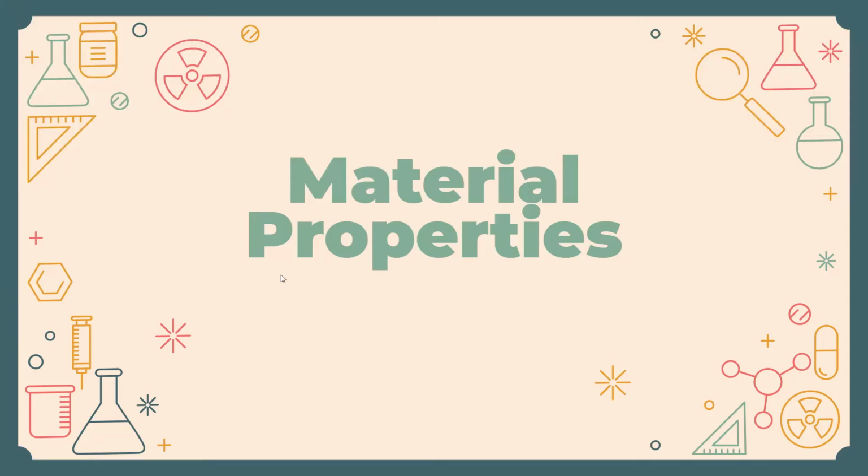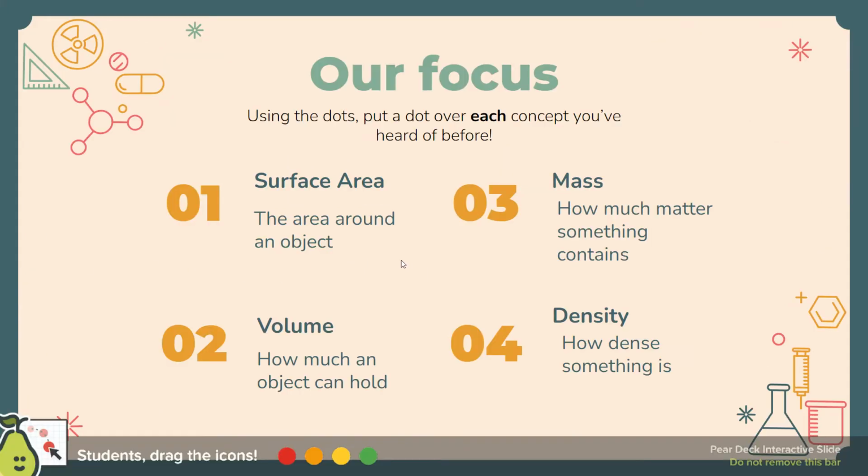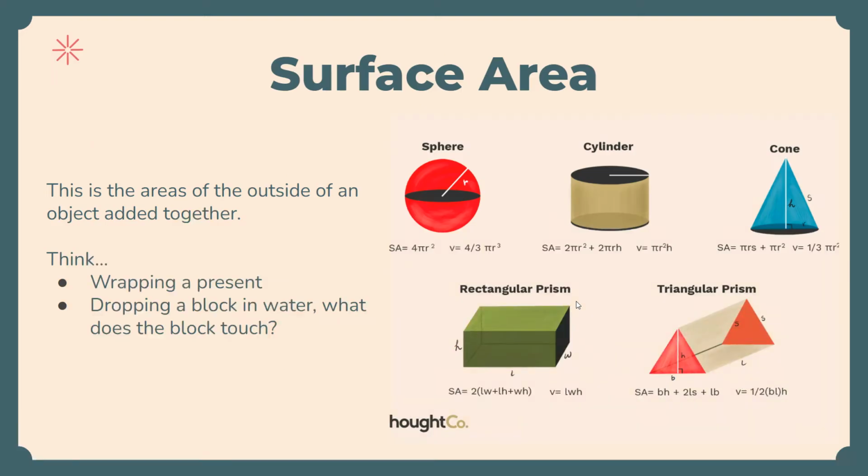Okay, everyone, let's talk about some material properties. Our focus for this lesson on material properties is to talk about these four different types. There are a bunch of different ones, but these are the four that we want to focus on. So, we have surface area, that's the area around an object, mass, that's how much matter something contains, volume, how much an object can hold, and then density, and that's how dense something is. I know that that's pretty redundant, but we'll talk a little bit more about what density really is later.